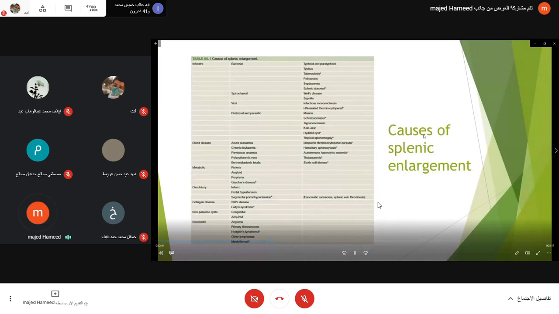Causes of splenic enlargement: infective, bacterial, spirochetal, viral, protozoal; blood disease, acute leukemia, chronic leukemia, and others; metabolic, circulatory, collagen disease, non-parasitic cyst, and neoplastic.